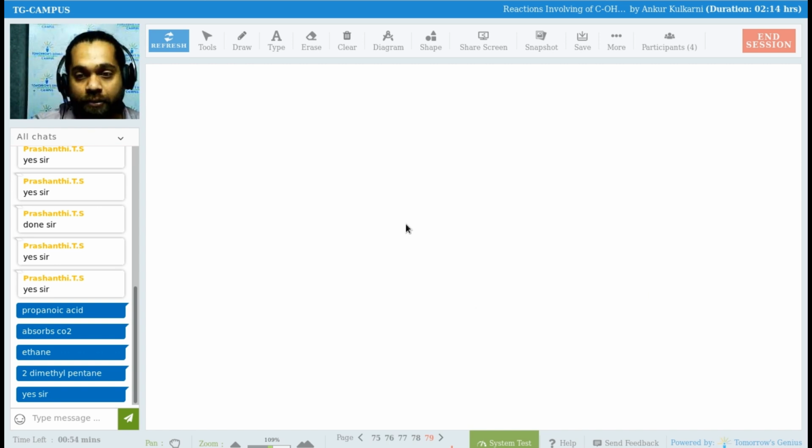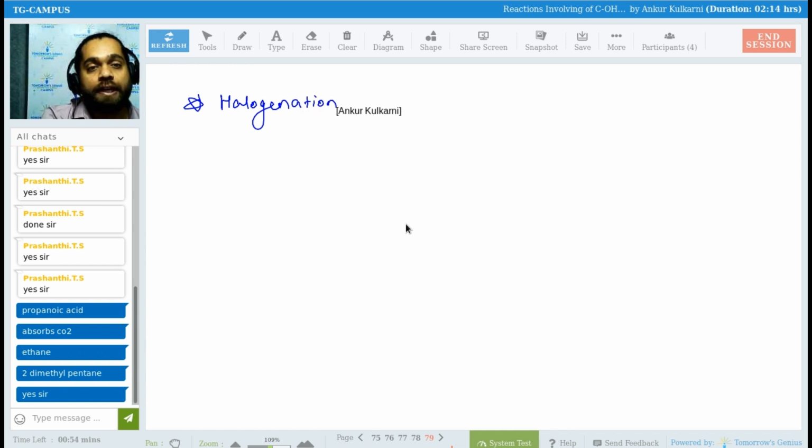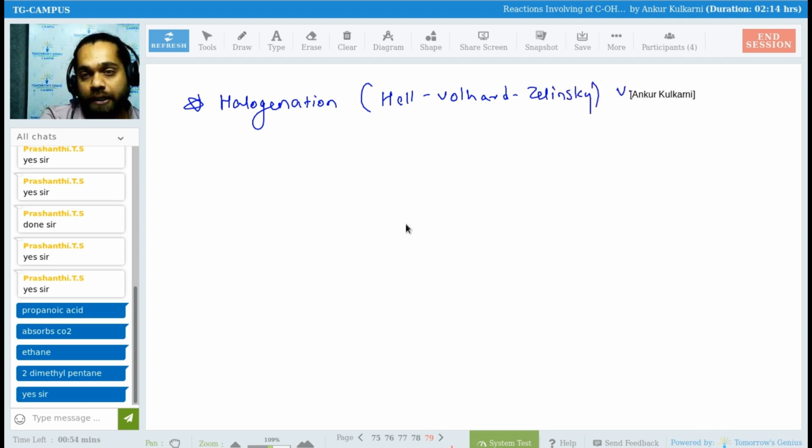Now again after decarboxylation and reduction, we are going to another important reaction. Mark it, very very important. Halogenation. Halogenation of carboxylic acid. There is a name reaction called Hell-Volhard-Zelinsky. Mark it, very very important.